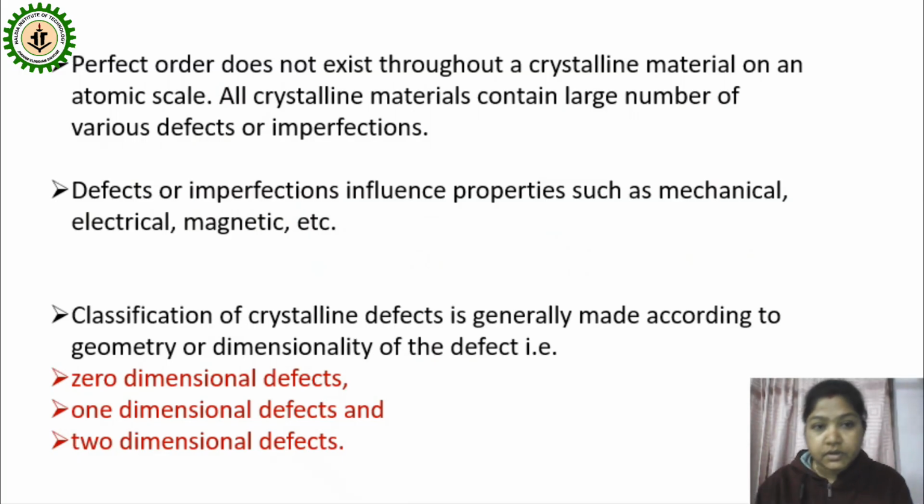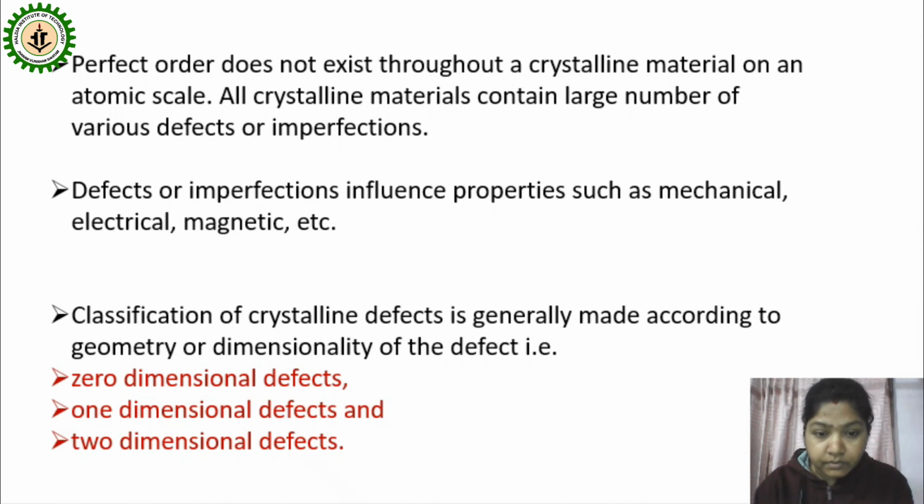So perfect order does not exist throughout a crystalline material on an atomic scale. All crystalline materials contain a large number of various defects or imperfections. Defects or imperfections influence properties such as mechanical, electrical, magnetic, etc.